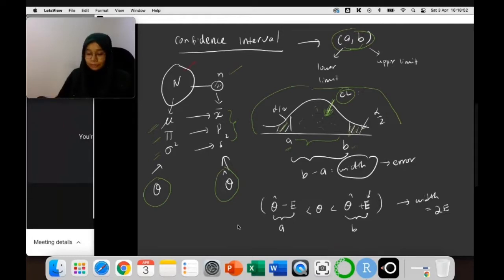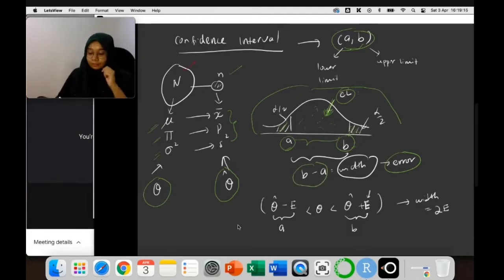Okay, from the lower limit and the upper limit, you can calculate the width, lebar. Lebar selang. So the interval width can determine your error. The bigger the width, the bigger the error. So you must have a smaller width so that your error is smaller. How to calculate the width is the upper boundary minus the lower boundary.